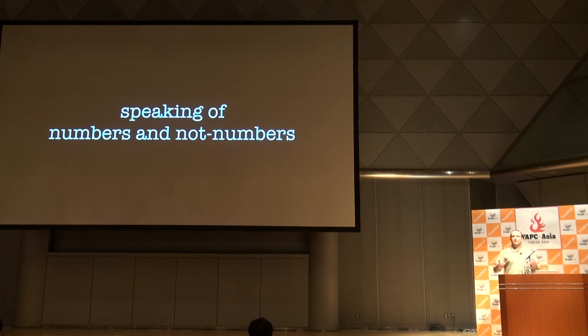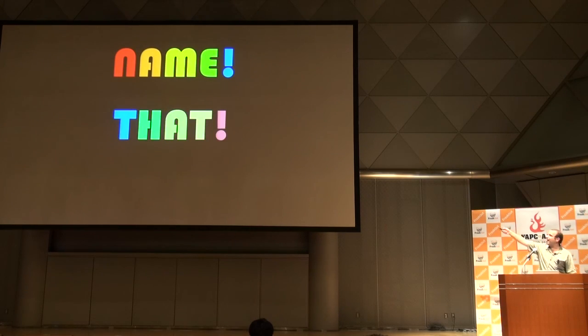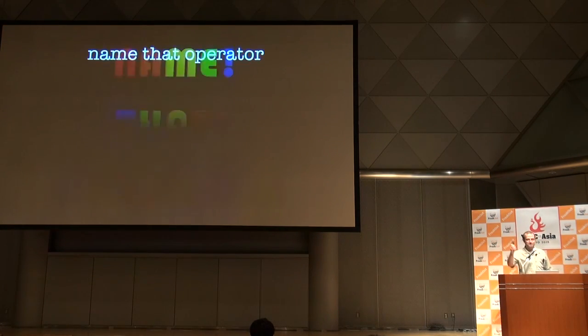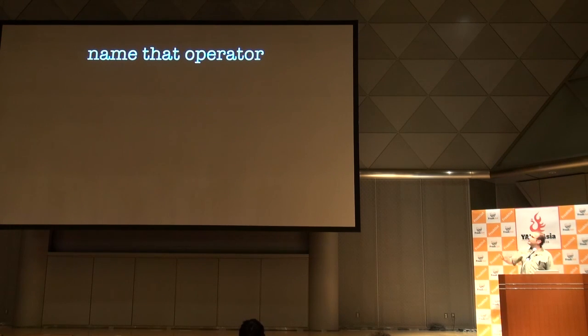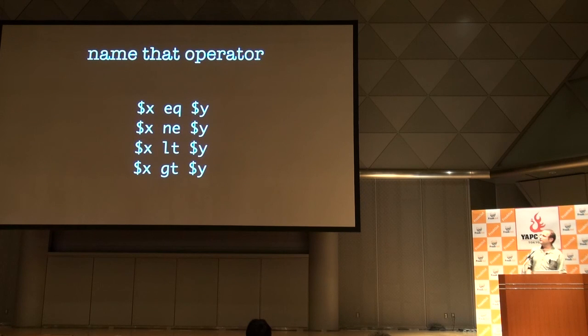All right. So speaking of things that are numbers or not numbers, we're getting on. I think we're going to liven things up and play a game. We're going to play Name That Operator. This operator, what context are those variables used in? How are they used? What's their type? Somebody shout it out. Numbers. These are numbers. How about these? What context? How are these used?